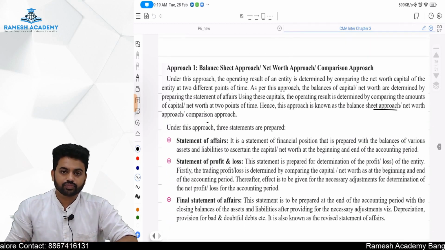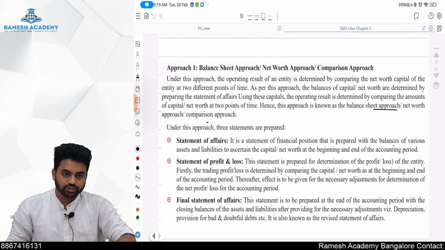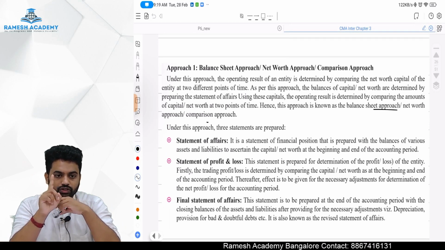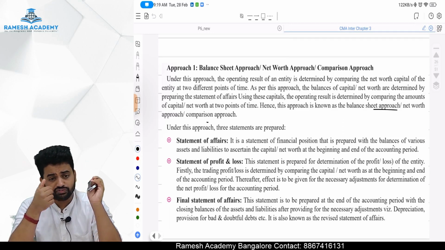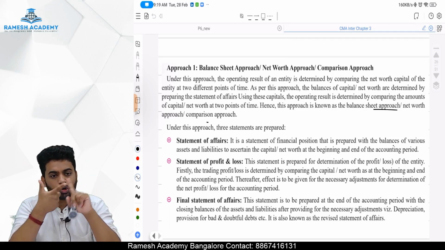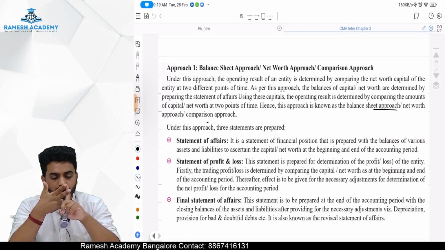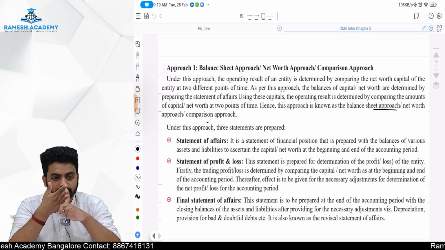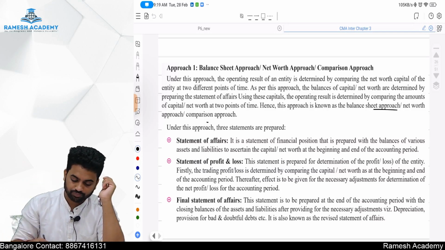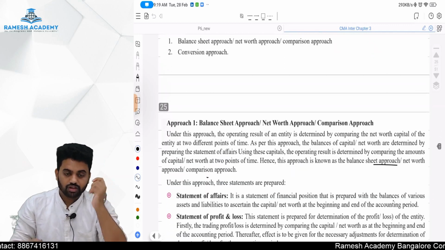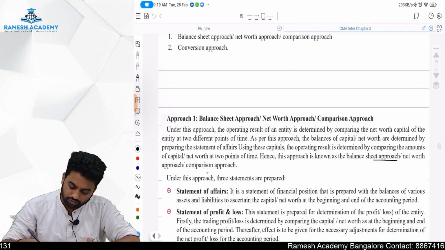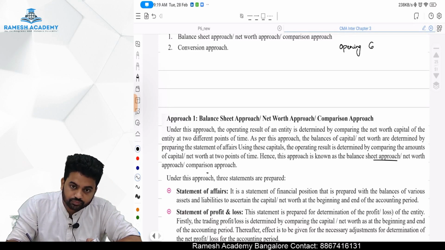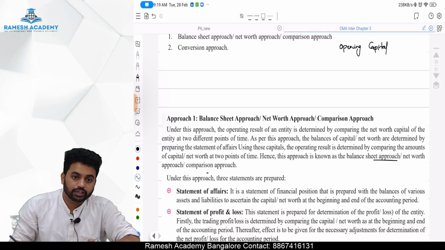Now, in the balance sheet approach, the logic is simple. I will tell you how to find out the net profit. We know the opening capital. If we know how much drawings we made, and how much additional capital we introduced, we can easily find out the net profit or net loss using the closing capital. I repeat, see how our capital account looks. We will be having certain opening capital.